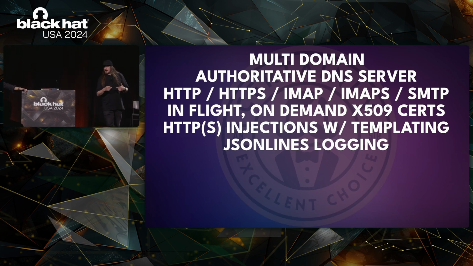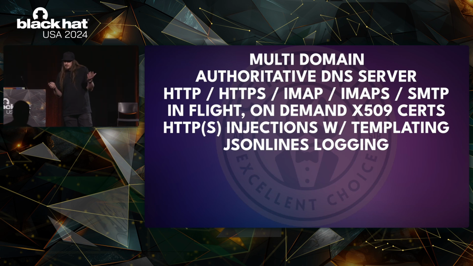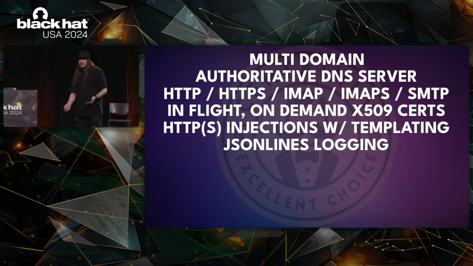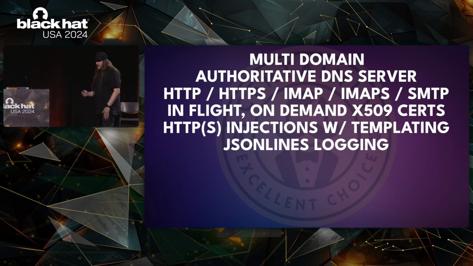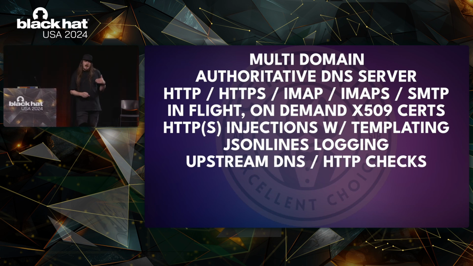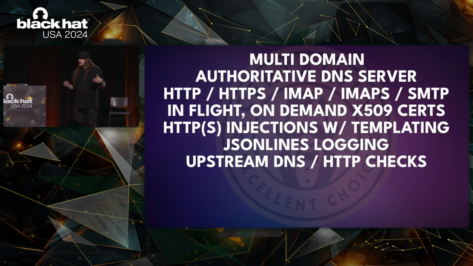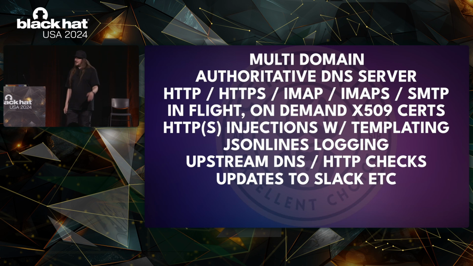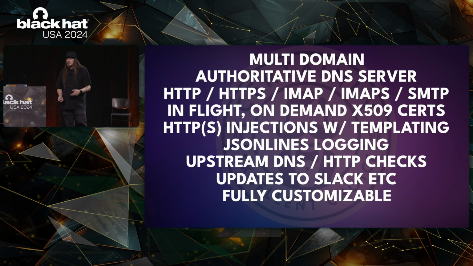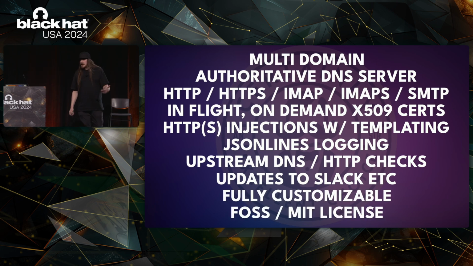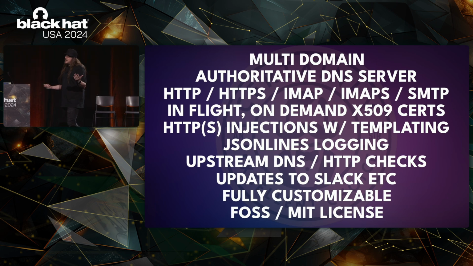So it logs in JSON lines for ingestion for your favorite log analysis platform. And we love jq, so. Yeah. It allows upstream DNS and HTTP checks, so you're basically able to mirror the external posture of your intended target there. It has this, I really noticed tonight, added feature after feature after feature. It sends Slack updates on stuff that is interesting to you. Obviously fully customizable. It is released as free open source software with the MIT license, so you can contribute to help us do this the right way.